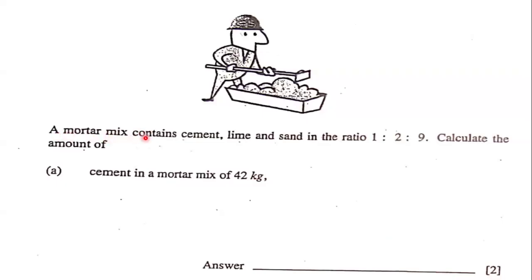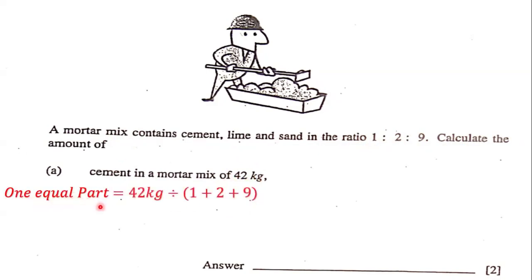A mortar mix contains cement, lime, and sand in the ratio 1 to 2 to 9. Calculate the amount of cement in a mortar mix of 42 kilograms. Now, the question wants us to determine the amount of cement in a mortar mix of 42 kilograms. The first thing that we're going to do is determine what is 1 equal part.